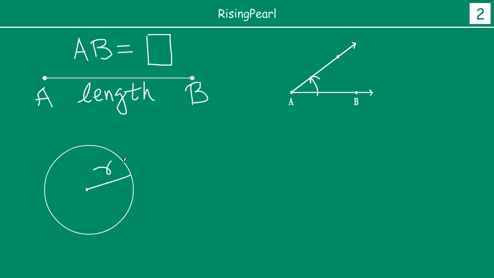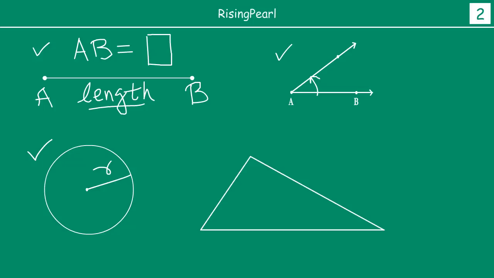As you notice, in each of these cases, whether it is a line segment, an angle, or a circle, there is one measurement that really defines that particular thing. For a line segment, it is the length. For an angle, it is the measure of the angle. For a circle, it is the radius that defines it. Then, what about the triangle?